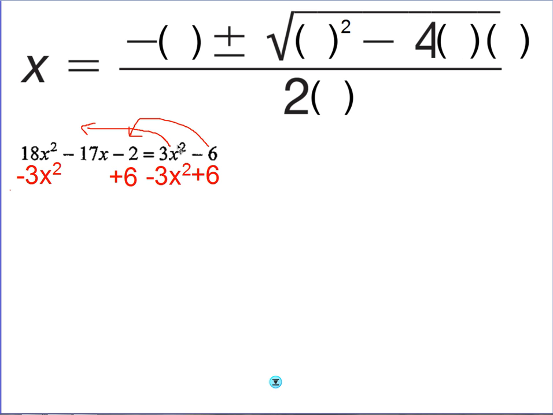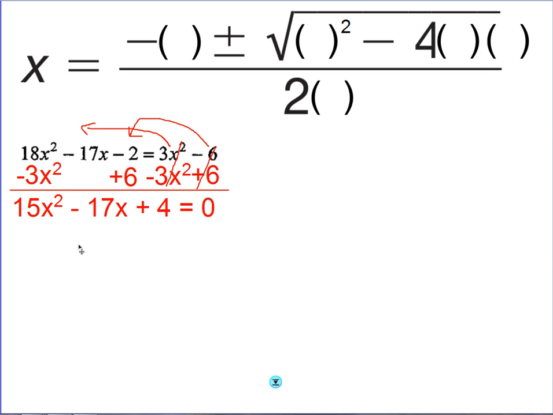Now on this side, I'm canceling them right underneath. So 3x squared minus 3x squared, cancel. Minus 6 plus 6, cancel. But when I get to this side of the equal, I'm going to put them underneath their like terms. So minus 3x squared under the 18x squared and a plus 6 under the minus 2. And I get 15x squared minus 17x plus negative 2 plus 6 is 4 equals 0.